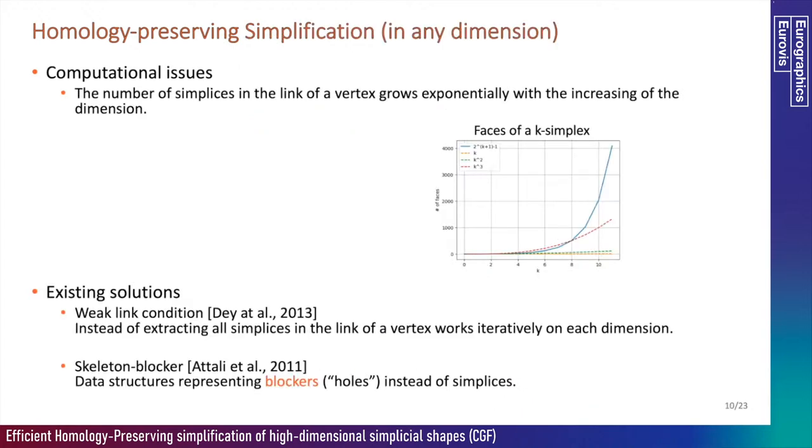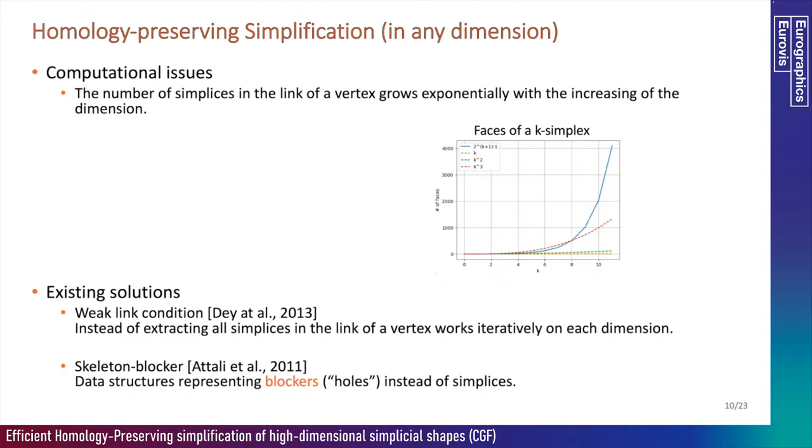So what is the problem? The problem is that when we are working in higher dimension, the number of simplices there grows exponentially. And so computing the link of vertices and edges becomes extremely computationally intensive. Two existing solutions have been proposed to solve this problem.